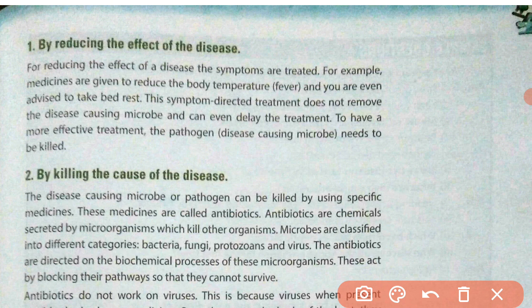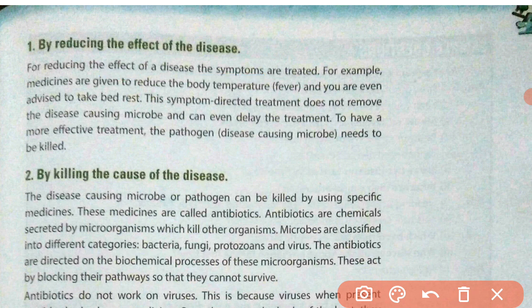And to have a more effective treatment, the pathogen needs to be killed. For an effective, permanent treatment, the pathogen must be killed. The pathogen, the causative agent of that particular disease, must be removed from your body. So this is the first method in which we focus on the effect and symptoms of any disease and we treat it by the medicines or any other methods.